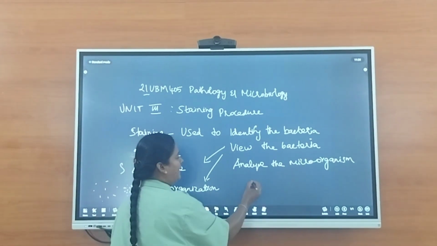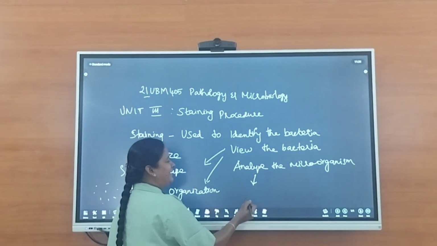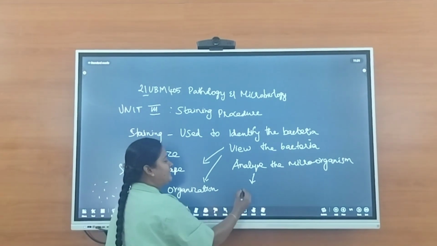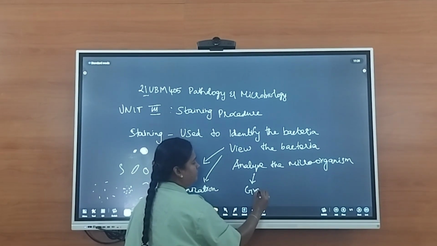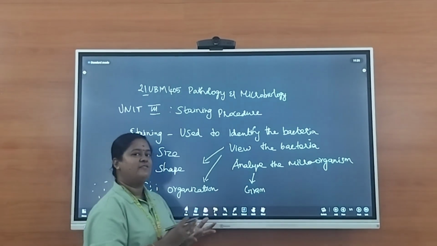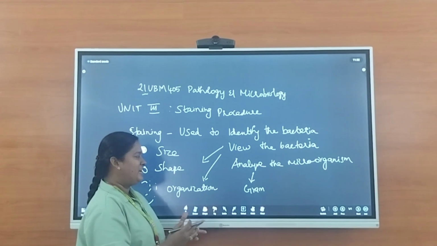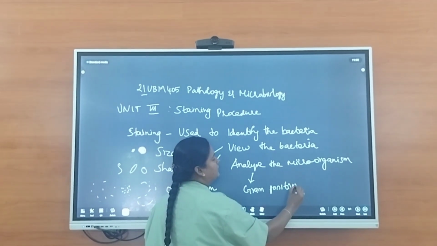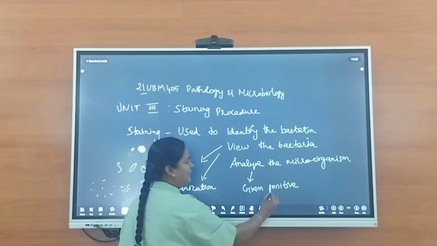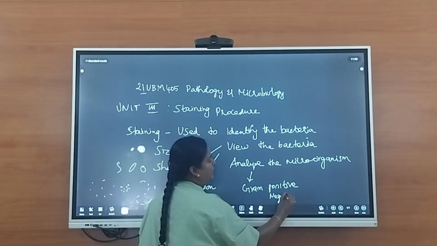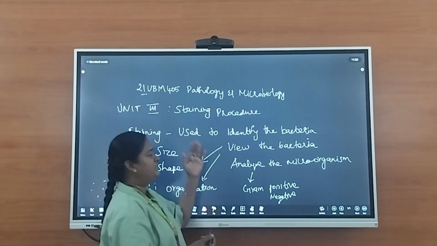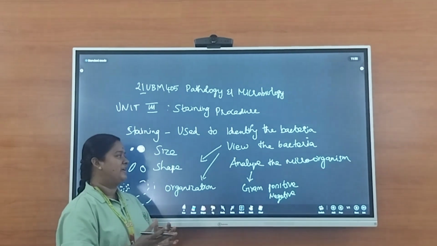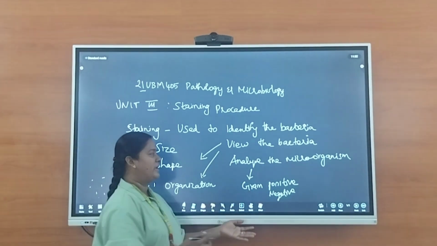Then analyzing microorganisms means, suppose we are taking the bacteria to identify and view under a microscope, whether the bacteria is positive or negative. So we have various kinds of positive or negative bacteria, named as gram positive bacteria and gram negative bacteria. It can also be analyzed with the help of the staining procedure based on the colors. Based on the resulting colors, we can identify whether it is gram positive or gram negative.